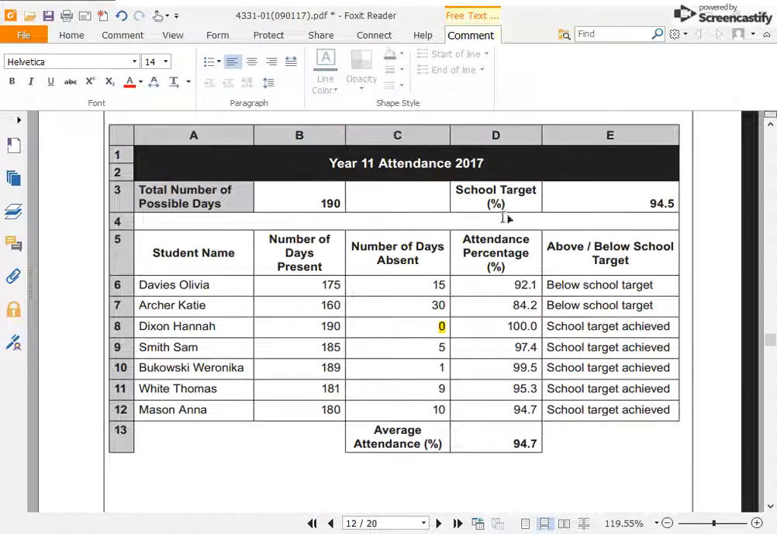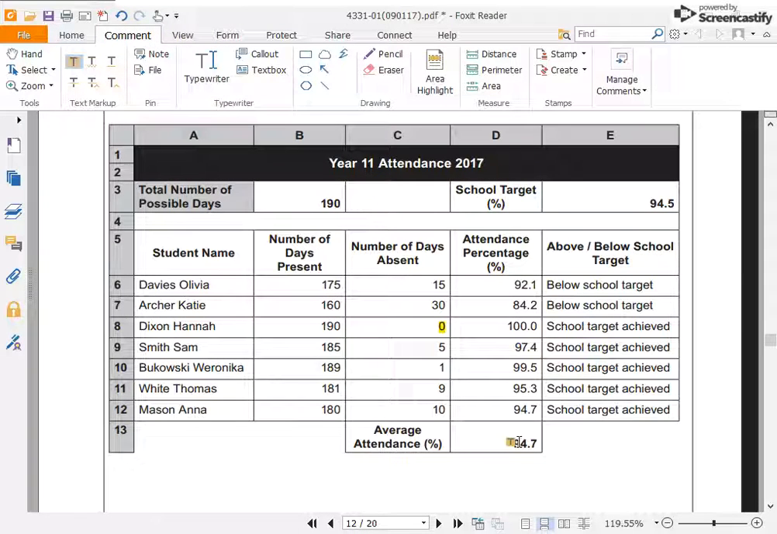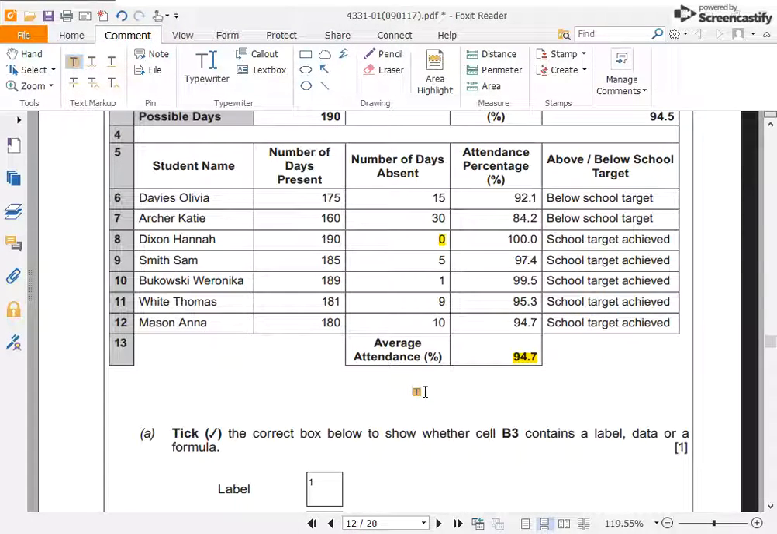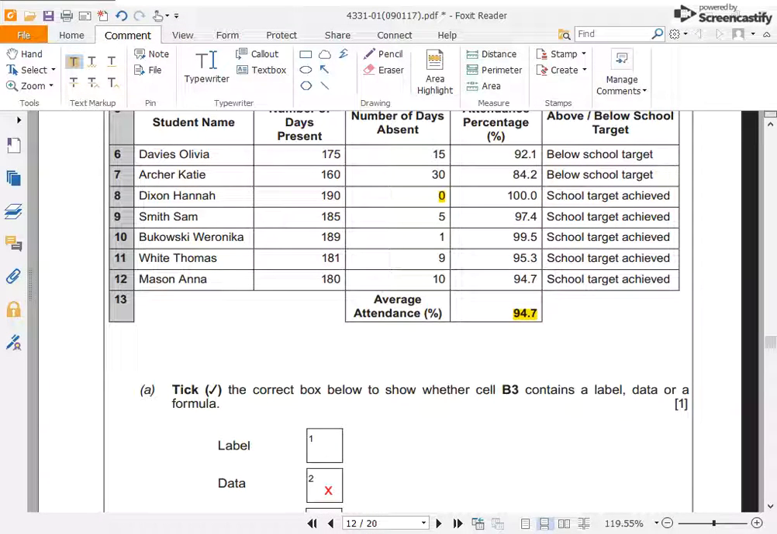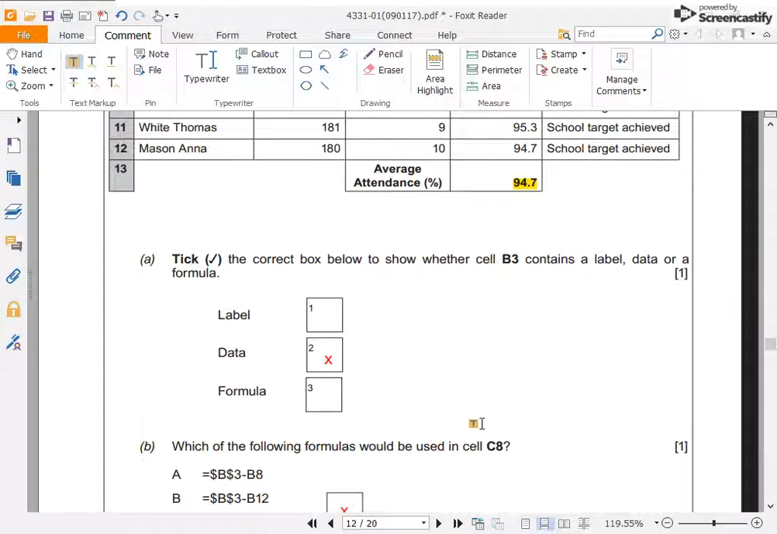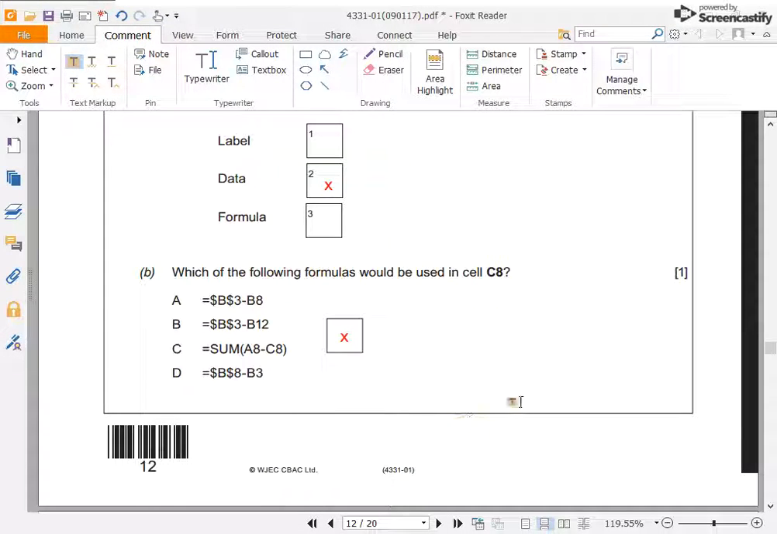Okay, so let's have a look at D13 using my strategy that I did before. Use my highlighter. My video's about to end. 27 seconds, here I go. So 94.7. I'm thinking average attendance, so it's going to be equals AVERAGE D6 to D12, or you might be able to come up with another way of doing that. There are other possible ways. So we'll have a little go at that, and on to the next video.